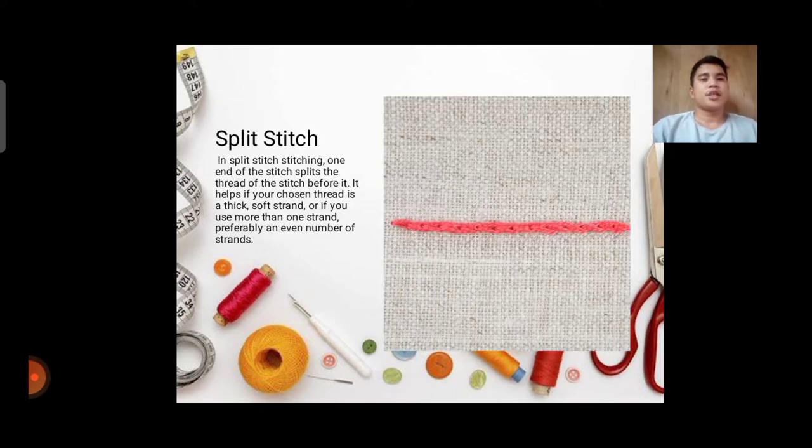Split stitch. In split stitch, one end of the stitch splits the thread of the stitch before it. It helps if your chosen thread is a thick, soft strand, or if you use more than one strand, preferably an even number of strands. So this is the example of the split stitch.